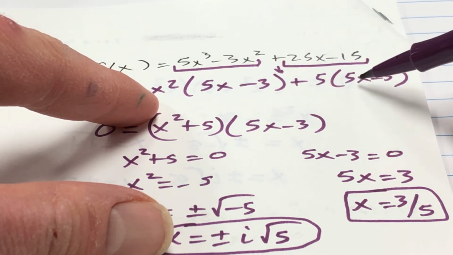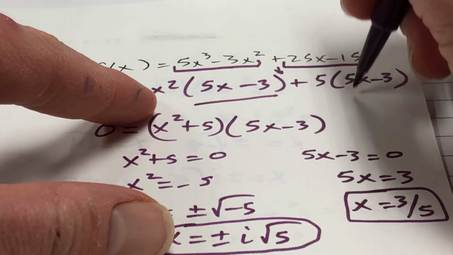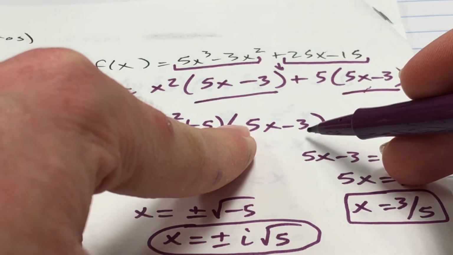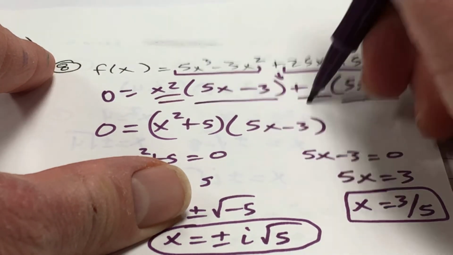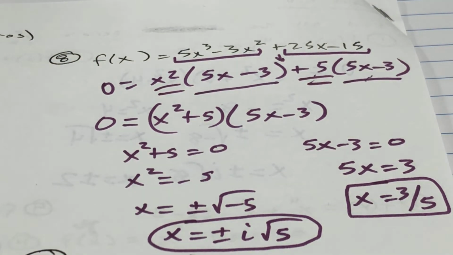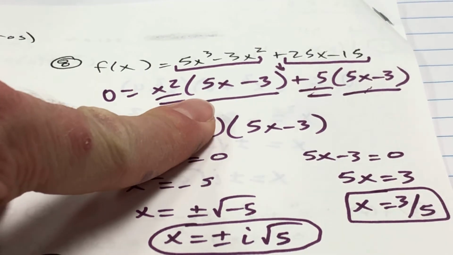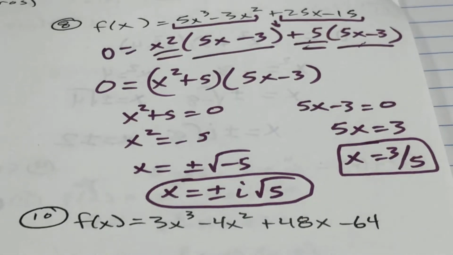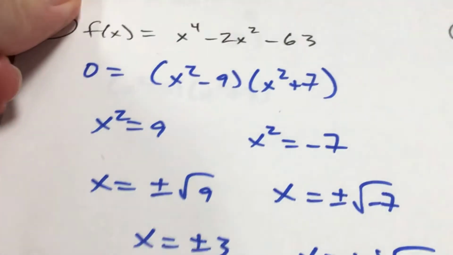25x divided by 5 is 5x. Minus 15 divided by 5 is 3. 5x minus 3, 5x minus 3. You see that twice. That's good. They go in one parenthesis. Just going backwards here. X squared plus 5 goes in the other parenthesis. Cover-up method tells you x squared plus 5 is 0, and 5x minus 3 is 0. That's how we solve both. Make sure you have that. We're going to finish this off.